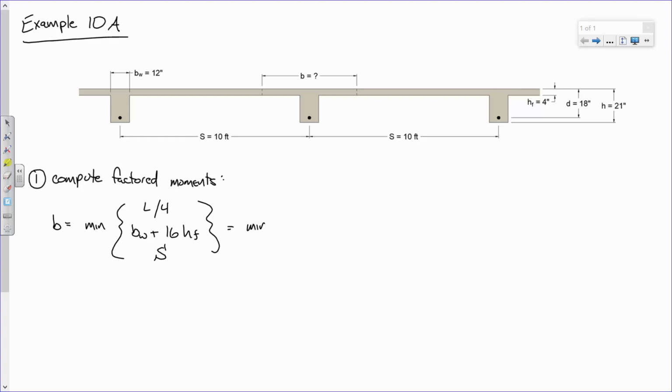Okay, and so this is the minimum of, what was bw? 12 inches plus 16 times 4 inches. The girder spacing is 10, and this is 20 over 4. Anybody have a problem with that? What's the problem with that? There we go, units. That's what I'm talking about. So this is 10 feet, but we need to multiply that by 12 inches per foot. And this is 20 feet times 12 inches per foot.